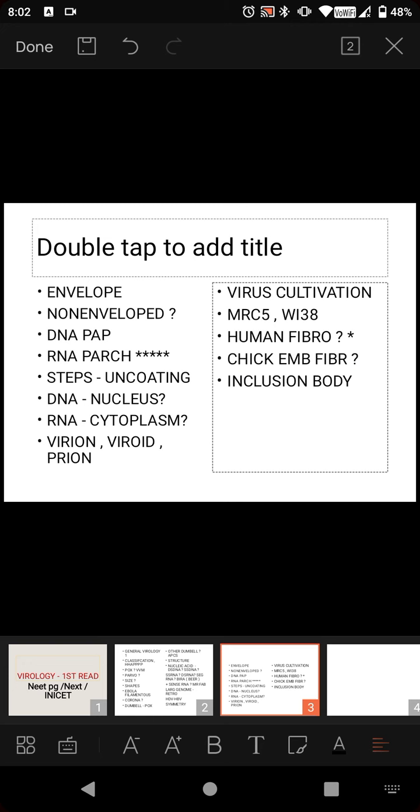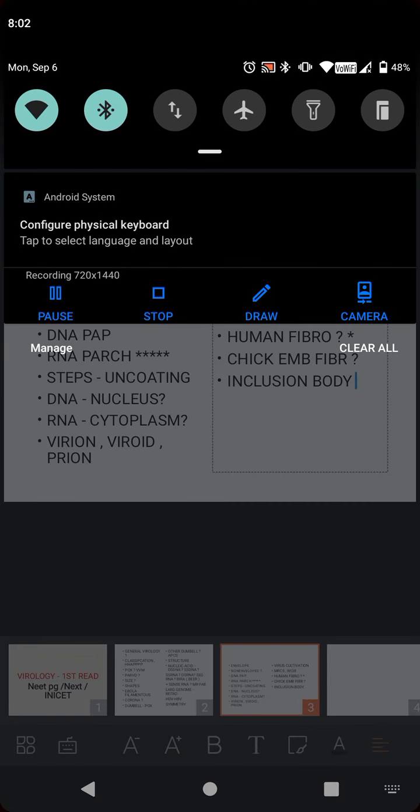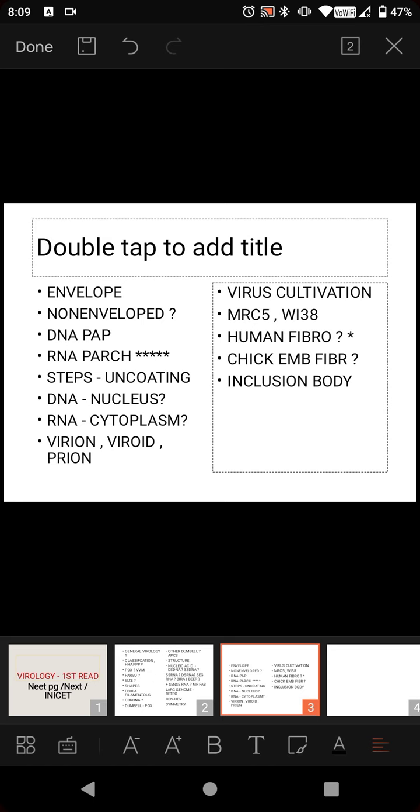Coming to the inclusion bodies, they are of two types: intracytoplasmic and intranuclear. Intracytoplasmic we have Negri bodies, Bastian bodies, Guarneri bodies, Bollinger bodies, molluscum bodies. I will give simpler ways to remember these. Intranuclear is Cowdry type A and Cowdry type B. So inclusion bodies are broadly classified into intracytoplasmic and intranuclear.